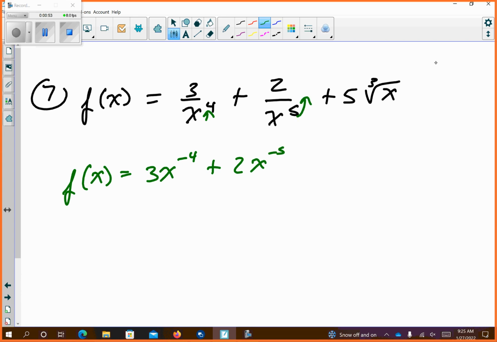And then I have to recognize that the third root of x is x to the 1/3 power. So I get plus 5x to the 1/3. Okay, so that's the first thing you have to deal with before you start doing the derivatives. It's okay to have negative exponents, especially if it gets them out of a denominator, things like that.